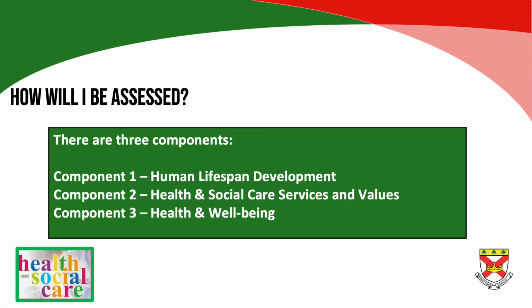In the health and social care course, there are 3 separate components that we work on. Component 1 is called Human Lifespan Development, Component 2 is Health and Social Care Services and Values, and Component 3 pulls together both Component 1 and 2 and builds on that and is called Health and Wellbeing.